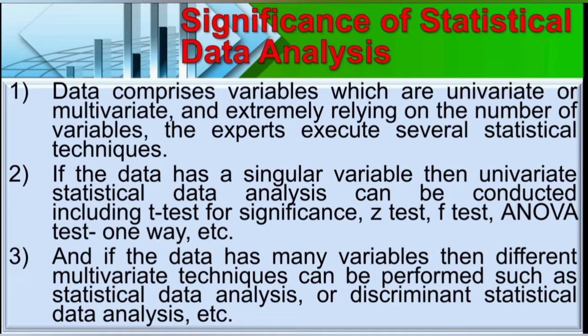Significance of statistical data analysis. Number 1. Data comprises variables which are univariate or multivariate, and depending on the number of variables, the experts execute several statistical techniques. Number 2. If the data has a singular variable, then univariate statistical data analysis can be conducted, including t-tests, that is for significance, z-test, f-test, ANOVA test, that is one way, etc. Number 3. And if the data has many variables, then different multivariate techniques can be performed, such as multivariate statistical data analysis or discriminant statistical data analysis, etc.